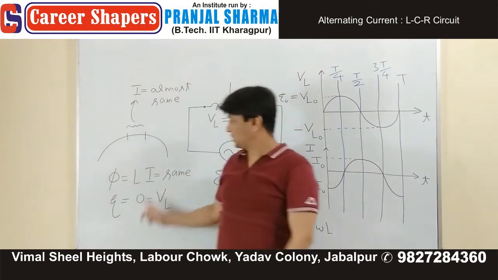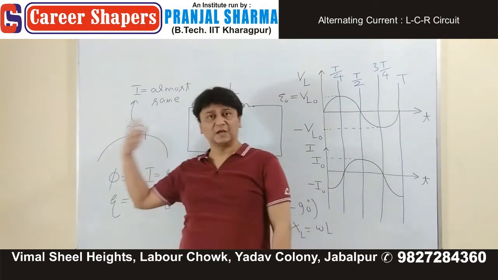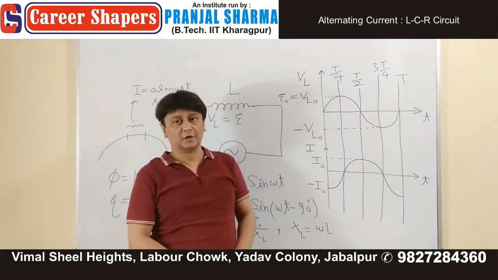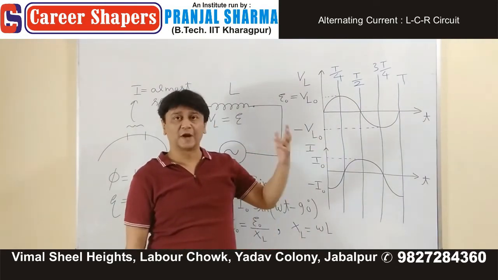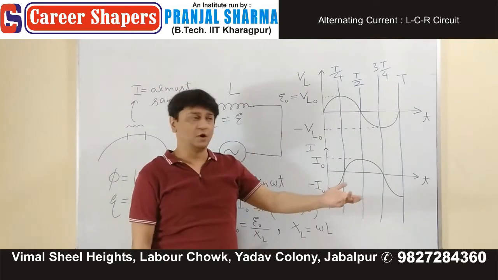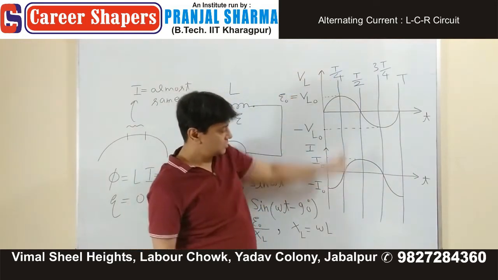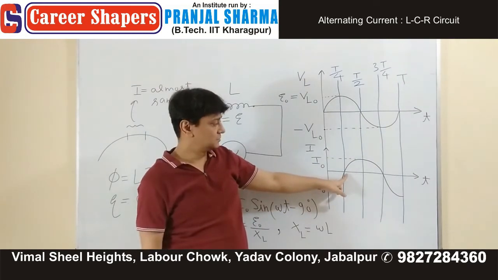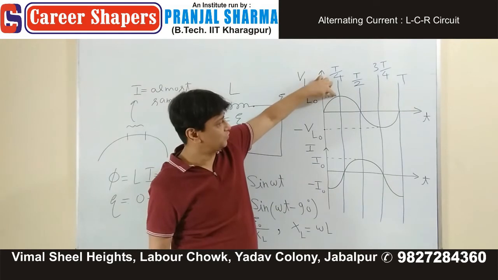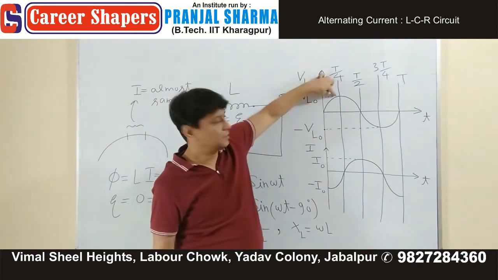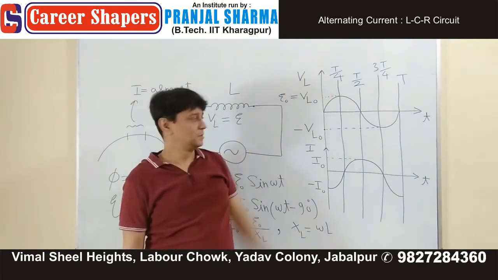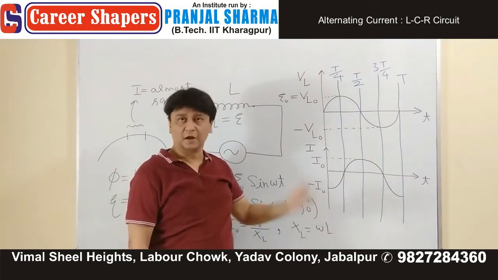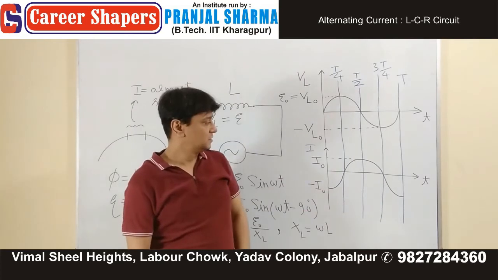So if change takes place at a very fast rate, then what is induced EMF? L di by dt. So change is very fast and therefore you're getting a very big value of potential difference. Although I is 0, but it changes very rapidly. And therefore it is giving us VL maximum. Again, this tells us the meaning of 90 degree phase difference.